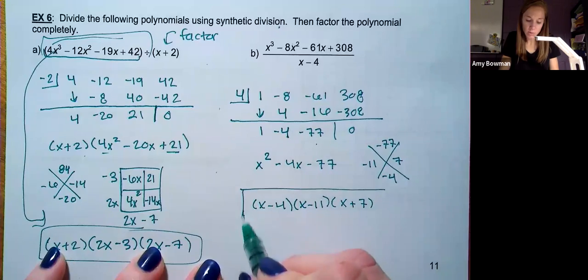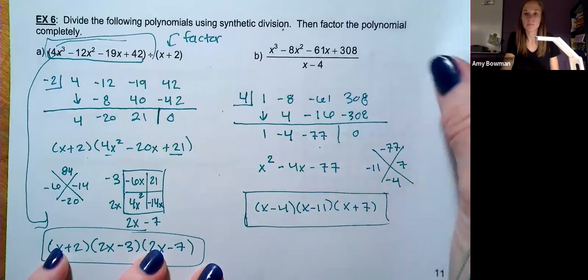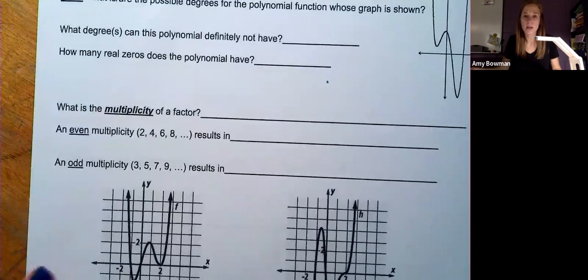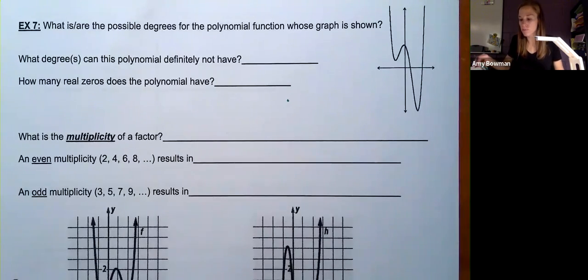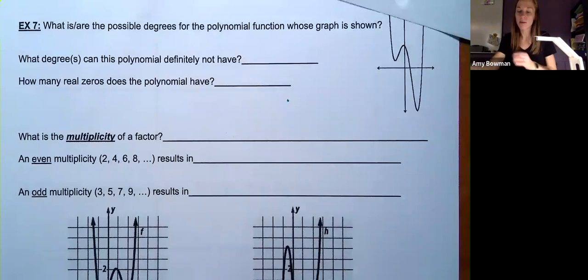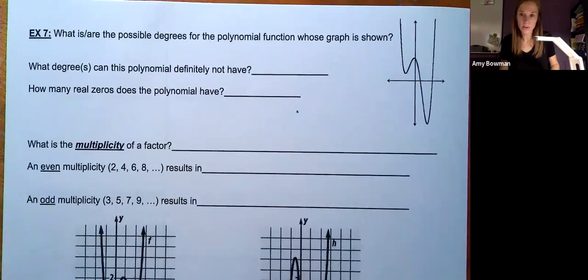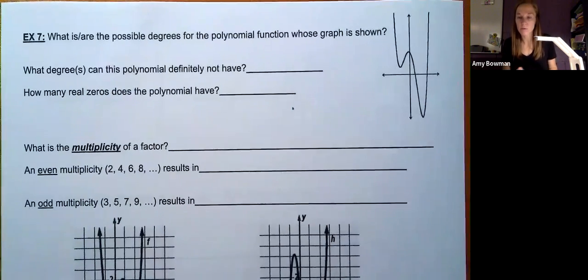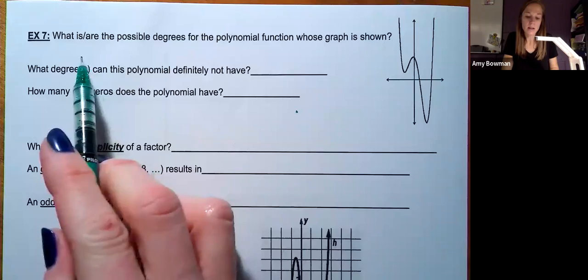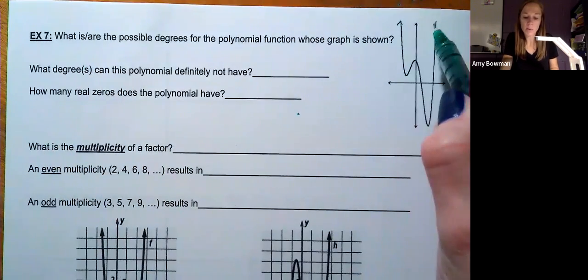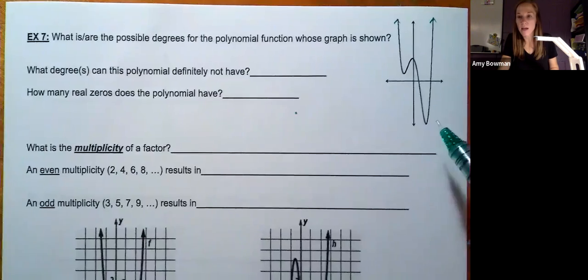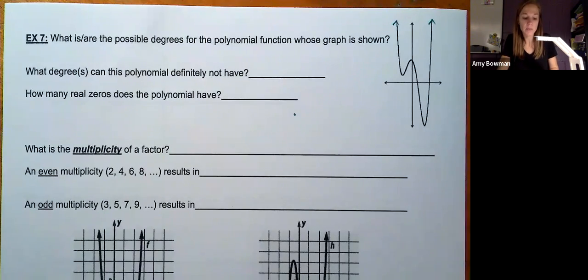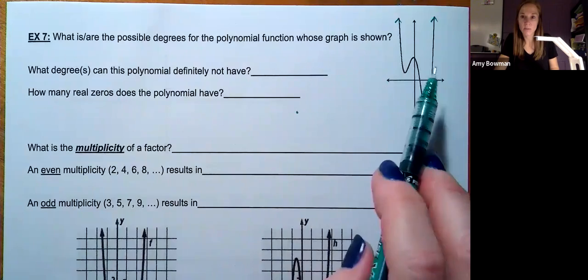Okay, so we're going to move on to the next page and look at how much information the factored form of a polynomial will actually give us about its graph. In my opinion, this is the fun part because the factors tell us not only where the zeros are, but how the function is behaving at those zeros. So we'll get into that. Before we do, let's just review what we know about a function and its graph and how it relates to its total degree.